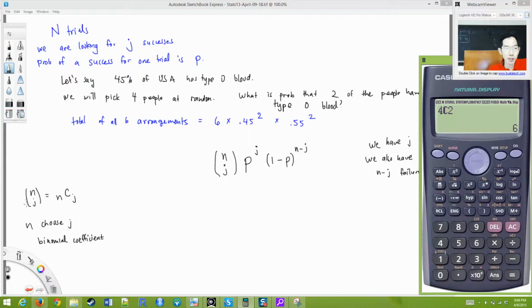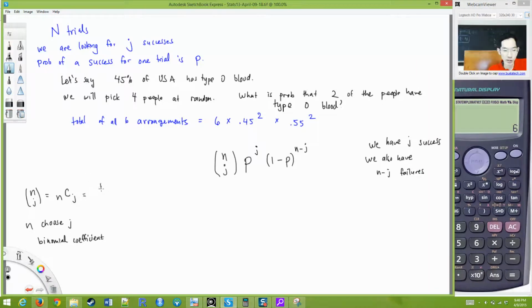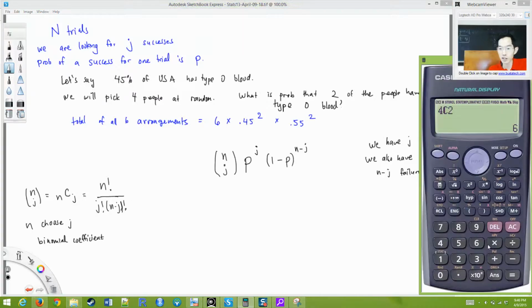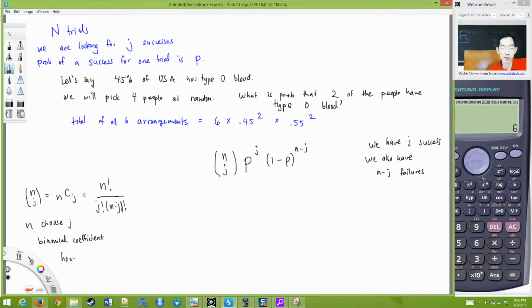Okay, there is a formula using factorials, and it's n factorial divided by j factorial times n minus j factorial, but you don't have to bother with this. If you've got a calculator that can do n choose j, just use it. It just represents how many ways can you arrange j successes in n trials. That's the answer to that question, n choose j. And so the probability of getting j successes is n choose j, p to the j times 1 minus p raised to the n minus j.